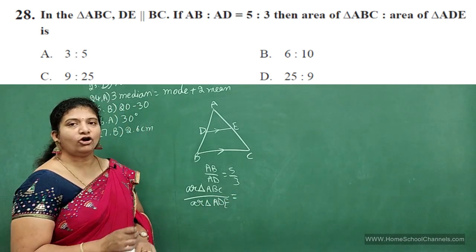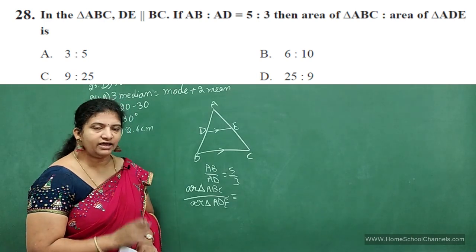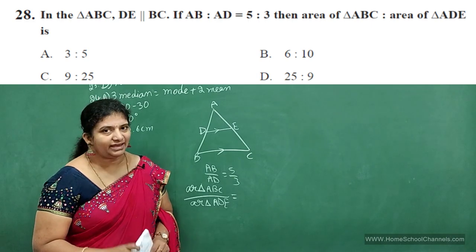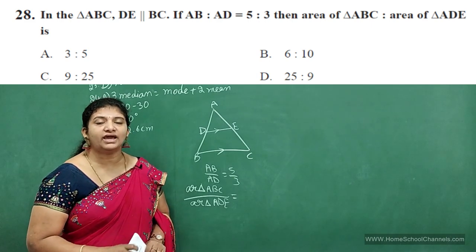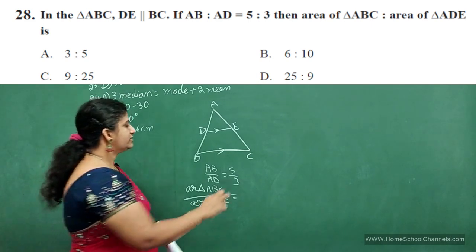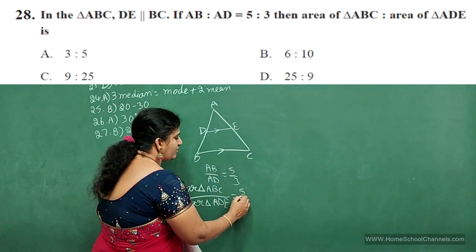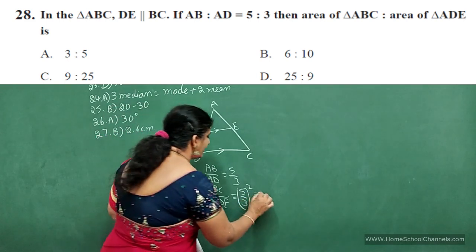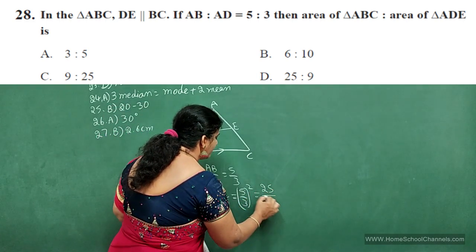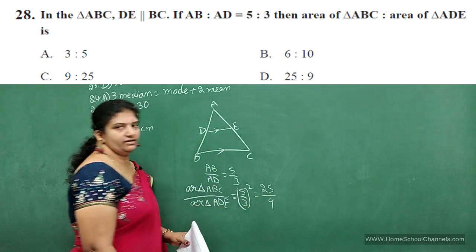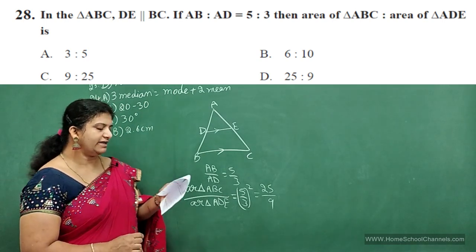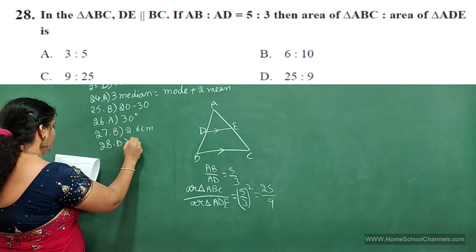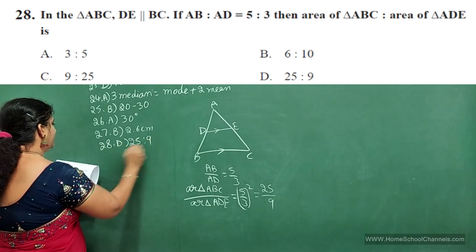We know, according to the theorem, if two triangles are similar, then the ratio of their areas is equal to the square of their corresponding sides. See the corresponding sides, 5 by 3. According to the formula, it is whole square. That is 5 5s are 25, 25 by 3 3s are 9. See the option, which is your right answer? Option D, 25 is to 9.